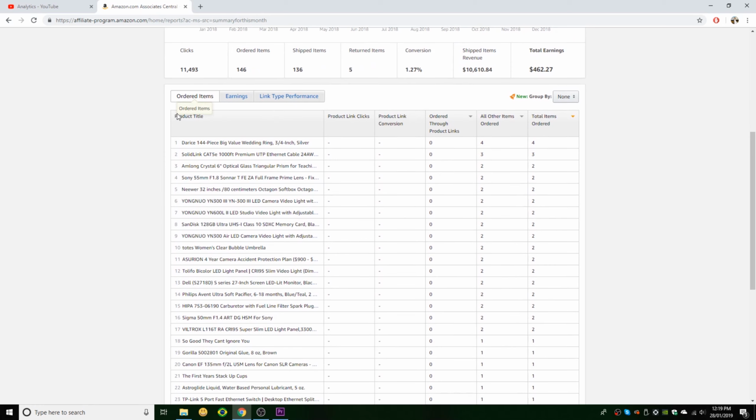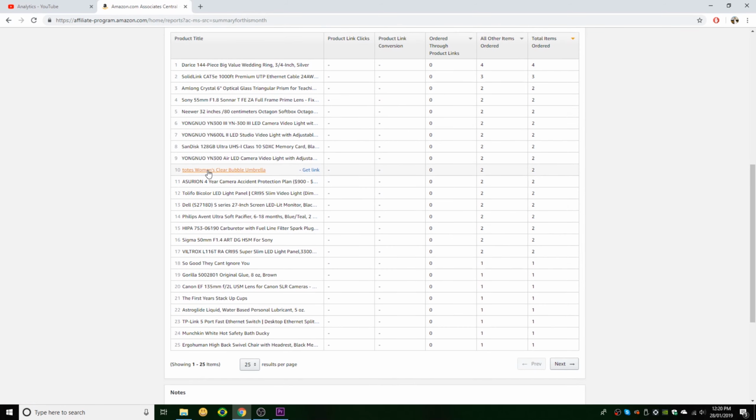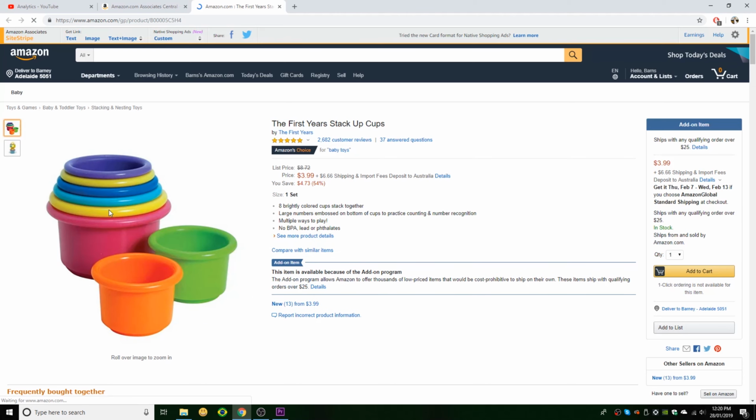And we can see all of the different things that people are buying, although we can't see who bought them, which I think is a good thing because it's important to have privacy when you're buying stuff. But we can see here that some of the stuff that people are buying is absolutely nothing to do with my videos at all. So let's just have a little scroll through. You can see that some of them are. So this Youngnuo YN300 is the light that I used in my most popular video. But then if we look, for example, at the first item, stack-up cups, yeah, see that has absolutely nothing to do with photography. But because they bought it and they probably spent somewhere between $4 and $8, I would have made probably 5 or 10 cents on that purchase.